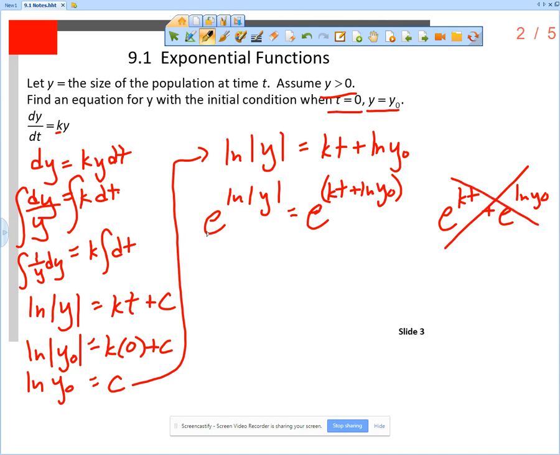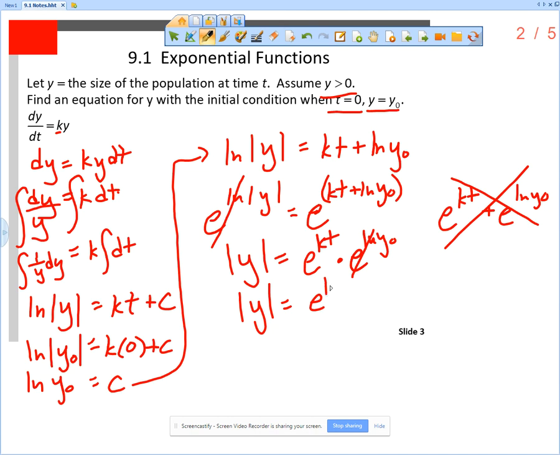Now on the left side, e to the natural log of the absolute value of y, those are inverse operations, so they cancel out, and I'm left with the absolute value of y equals e to the kt plus the natural log of y sub 0. Now, you could rewrite that as e to the kt times e to the natural log of y sub 0. Then you can simplify e to the natural log of y sub 0, and you get that the absolute value of y is equal to e to the kt times y sub 0. But we would tend to put the y sub 0 in front, so we get y sub 0 times e to the kt.